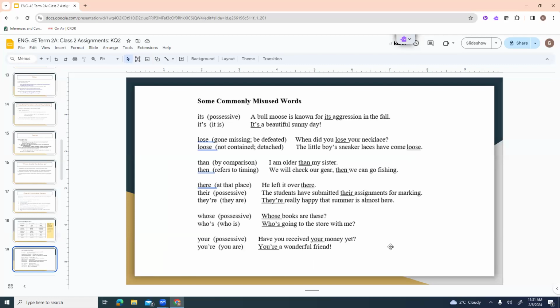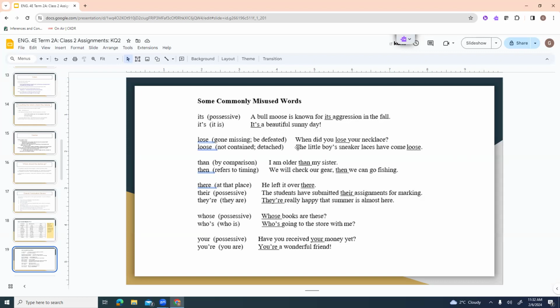Now, these are words that are spelled correctly, but sometimes they're getting misused. Like people are mixing the two words up for each other. So, like ITS, which is a possessive showing something belongs, and IT apostrophe S, which is a short form or a contraction, sometimes get misused. That's a really common one, actually. So here we've got a bull moose is known for its aggression in the fall. In other words, the aggression that belongs to the bull moose.